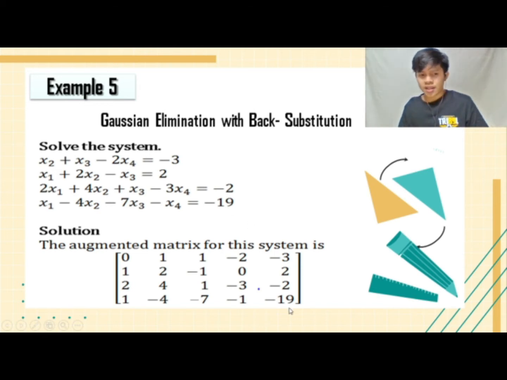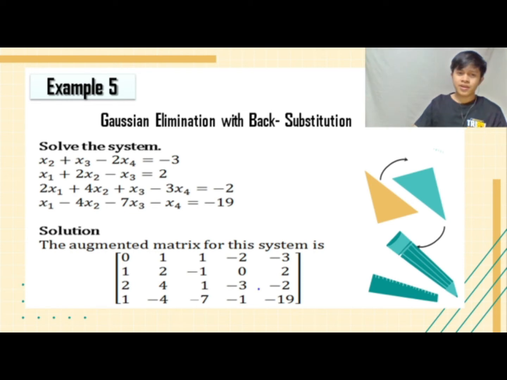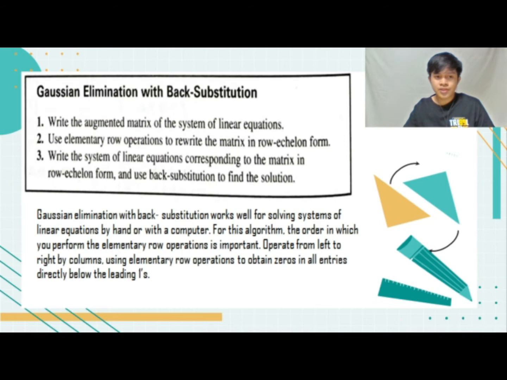So that's the first step that we are going to do when we write the solution in this Gaussian elimination with back substitution. The first step is to write the augmented matrix of the system of linear equations. The second step is to use elementary row operations to rewrite the matrix in row echelon form.